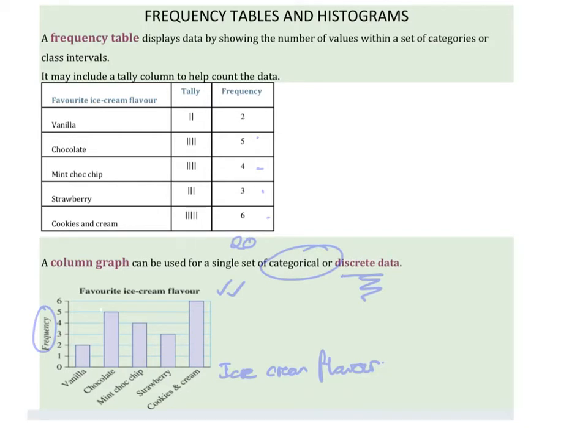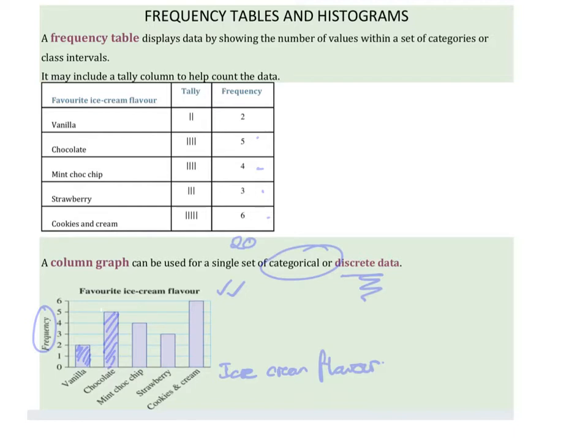So what is a column graph? Well, you can see the columns go up to the frequency. So vanilla was 2. Our bar is going up to 2. Okay. For chocolate, the frequency was 5. So our bar goes up to 5 and so on. Now our frequency has a scale. We are going up in ones from 0 through to 6. So that's really important that we have a proper scale there.